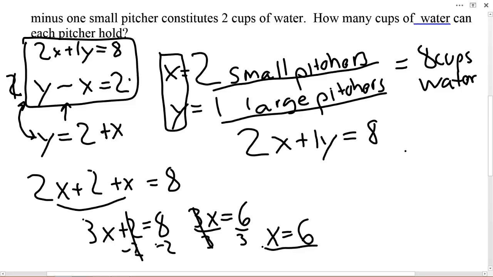Alright, so we already solved for x. What do we say x was? What picture was it, the small picture or the large picture? So let's look at where we designated our variables. We said the x was the small picture. So we already know that for small pictures, x is going to be 6. So it's going to be 6 cups of water for each small picture. That's pretty much what it's saying.